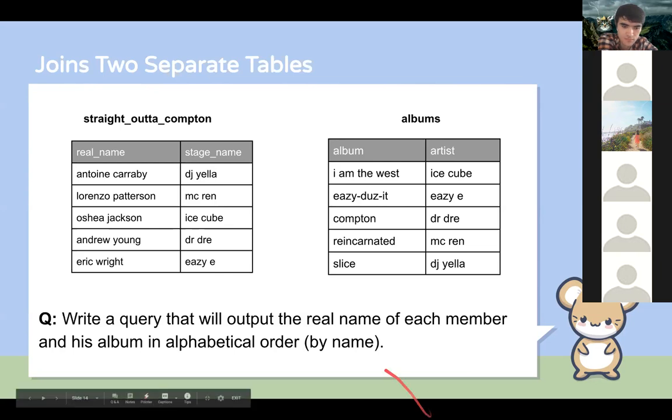Oh, and for the name, I guess if this isn't clear, we should be using the stage name to order the resulting table by.